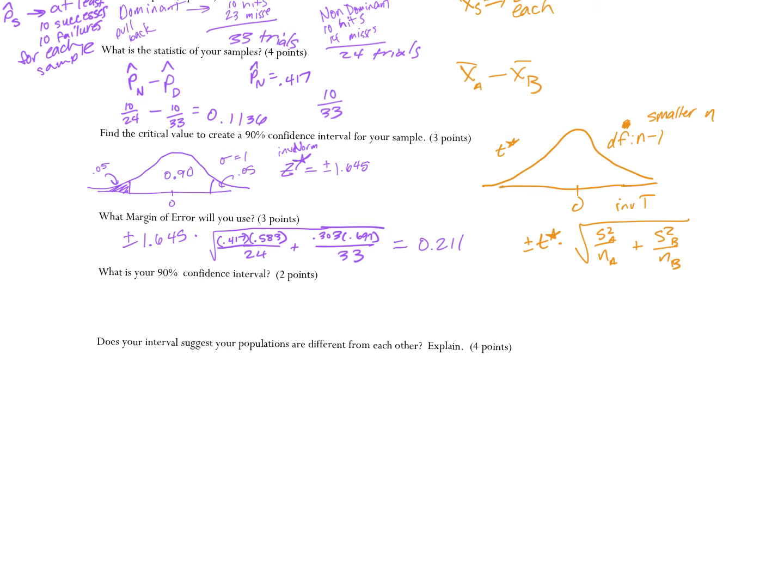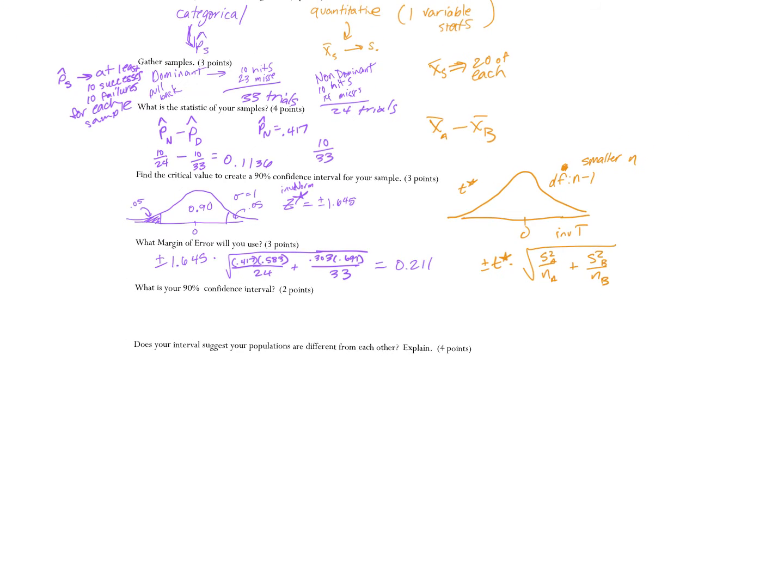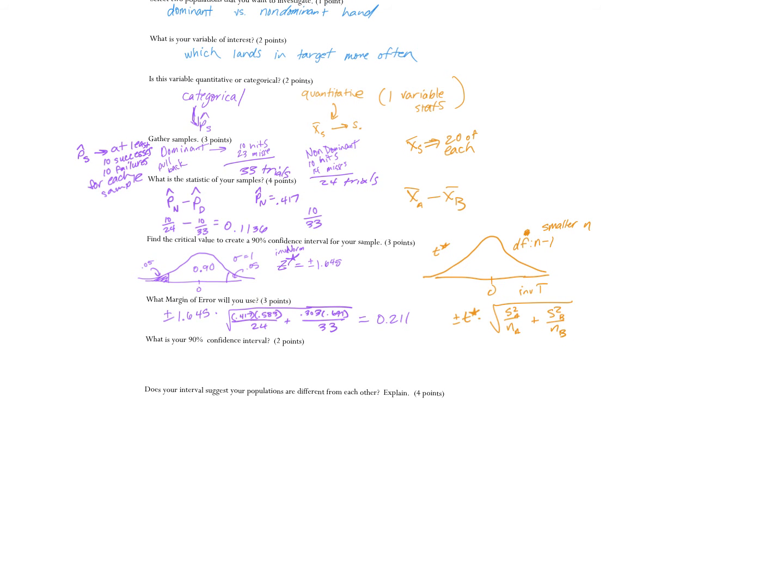All right? To get your interval, you're going to take your estimate or your statistic. So our statistic was 0.1136 plus or minus your margin of error. And I got negative 0.0974 and 0.3246.